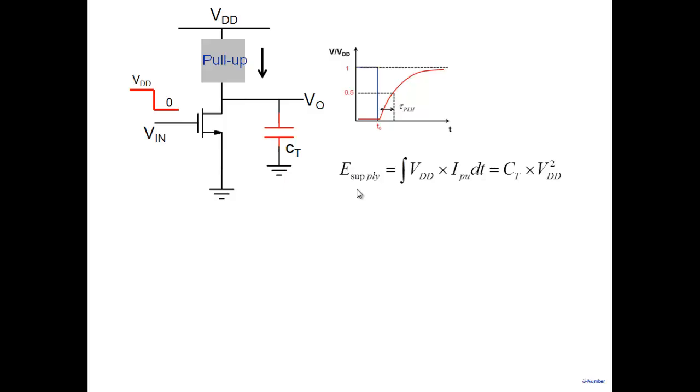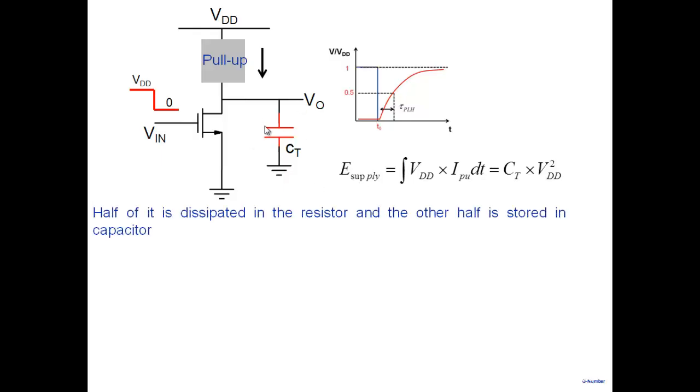Where did that energy go? Well, half of it is dissipated in the resistor, and the other half is stored in the capacitor. We know that half CV square is stored here and half is dissipated here. Note that I did this calculation without talking about what is there in the pull-up. It may be a resistor, it may be a transistor, half of it will be dissipated here. It doesn't matter whether the value is 72K or 32K or whatever. Very interestingly, it's independent of what you connect here. You can connect anything here. Half the energy is going to be dissipated in this particular element.